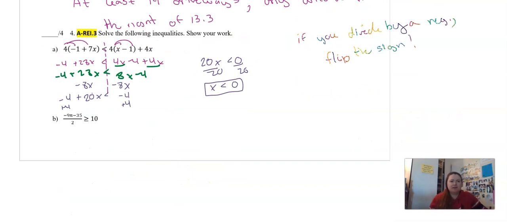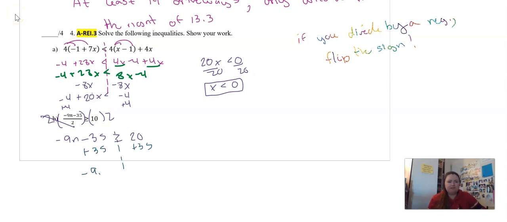Okay, so the next one is a fraction again, kind of like the one in the always, sometimes, never true. So I would start by getting rid of that 2 by multiplying both sides of the equation by 2. So those just straight up cancel. So you've got negative 9n minus 35 is greater than or equal to 20. So now I'm going to add 35 to both sides. So negative 9n is greater than or equal to 55.